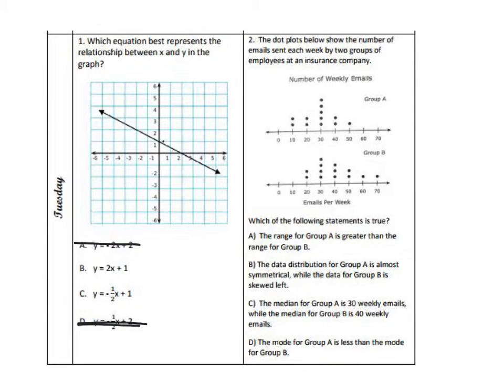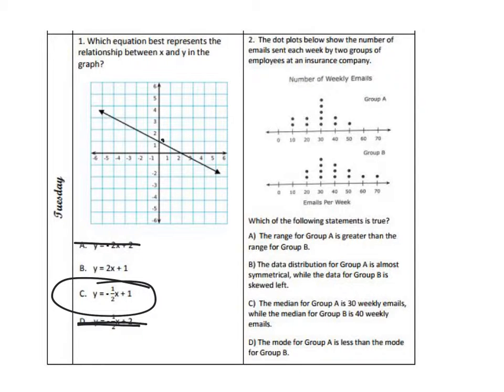Now, also, what you could look at is you have a line that's going down. So that means that your slope, or your change in y over change in x, is going to be what? Positive or negative? It's going down, so that means it's negative. So which one of those has a negative? C, so you have your answer.